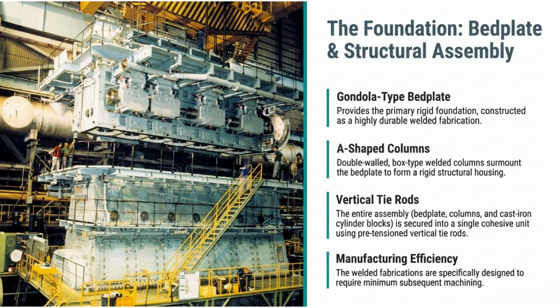The foundation of the engine is the gondola-type bed plate, which is surmounted by highly rigid A-shaped double-walled columns. To provide high structural rigidity and keep operating stresses low, these components are secured together by pre-tensioned vertical tie rods. You will also note that the tilting pad thrust bearing is fully integrated directly into the bed plate, resulting in a short, extremely stiff design enclosed within a rigid housing.